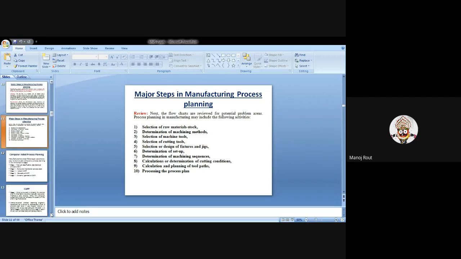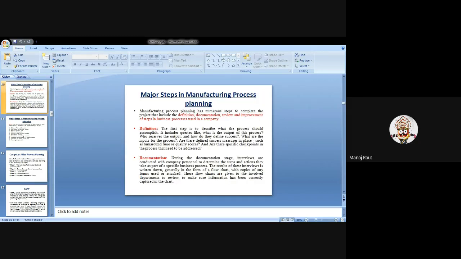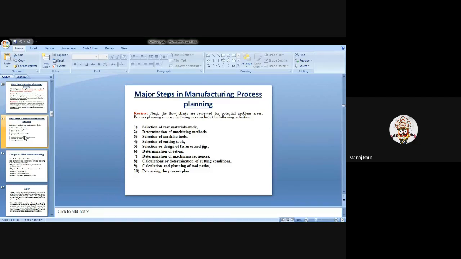Going to the next one, which is the last one: the improvement of steps in the business process used in the company. After definition, documentation, and review, you need to go for improvement of steps by proper measures of the particular process. That is why nowadays computer aided process planning should be introduced.